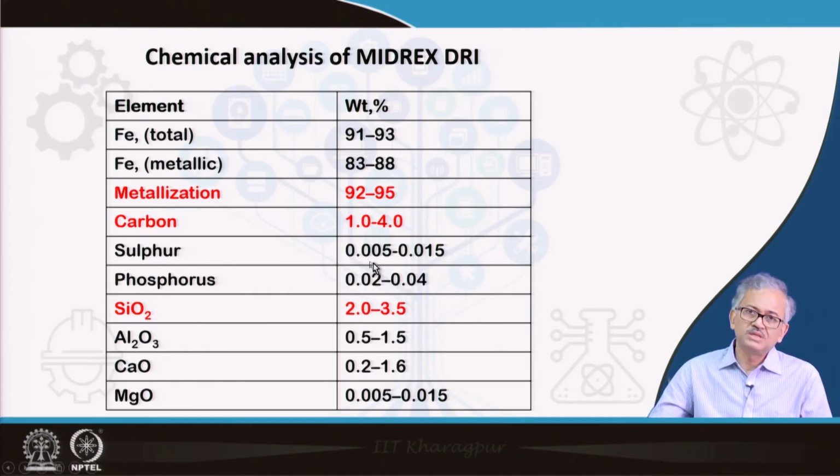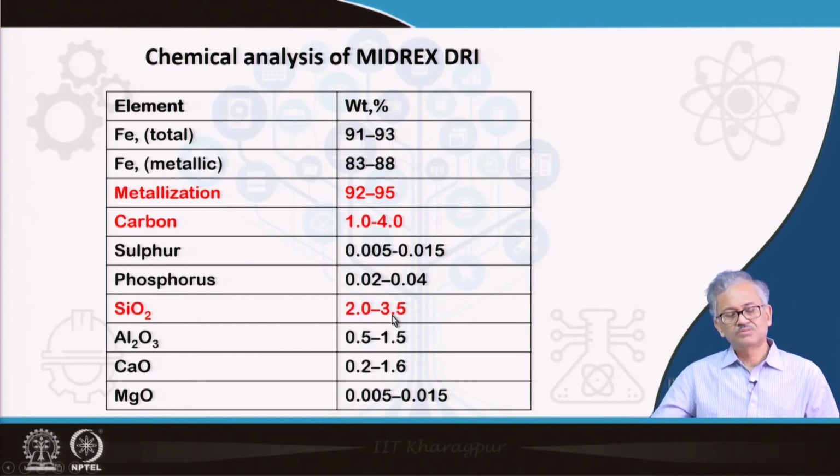Sulfur is quite low, because in a gas based process it is unlikely that sulfur will be high, and then phosphorus 0.02 to 0.04, and the SiO2 is found to be high, and that basically depends on what gangue material you are using. From the gangue a lot of SiO2 is coming, so then SiO2 is high, alumina 0.5 to 1.5, CaO. This all depends on the gangue of the material, nothing much to do with the process, because if your raw material is good, you will get less gangue in the DRI, or it will be there.